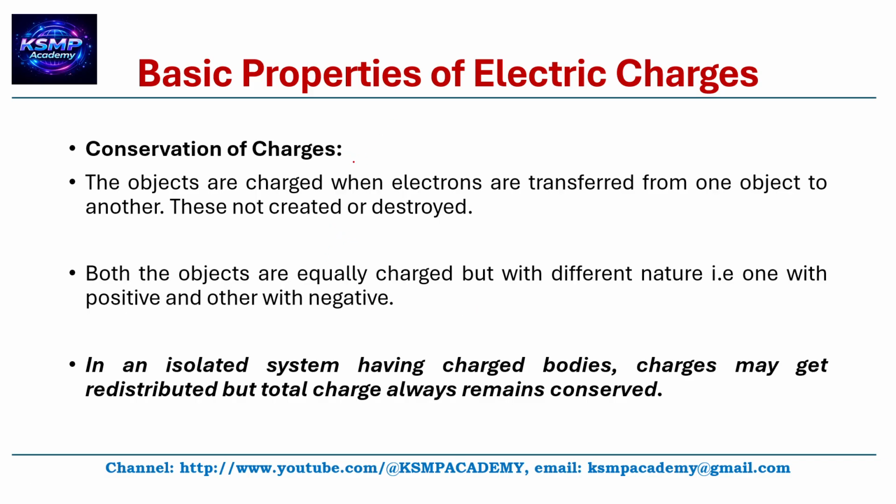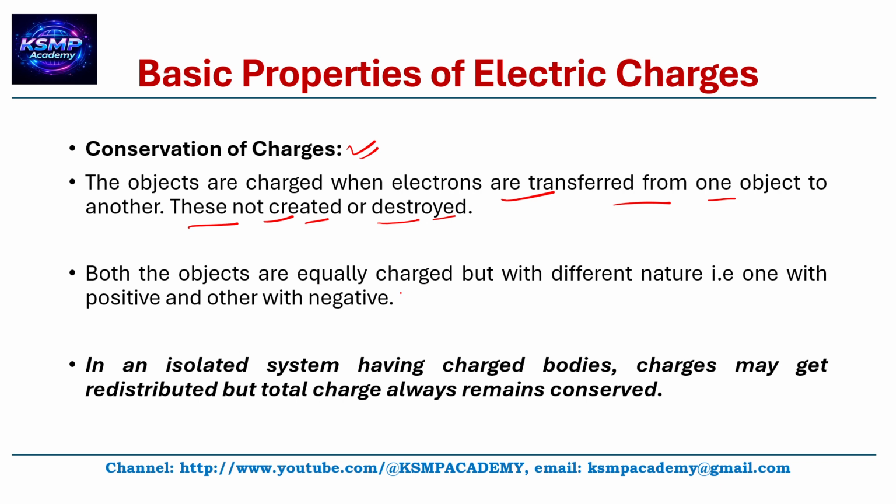The second important property is the conservation of charges. When objects are charged, electrons are transferred from one object to another. That's why these two objects are charged, one positively and the other negatively. The object which receives the electrons will be negatively charged, and the object which releases the electrons will be positively charged. So electrons are just transferred from one object to another. These are not created or destroyed.